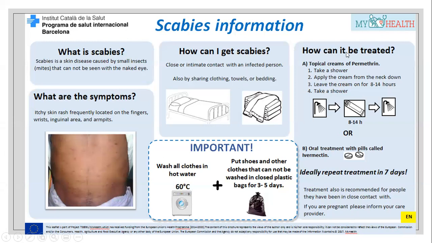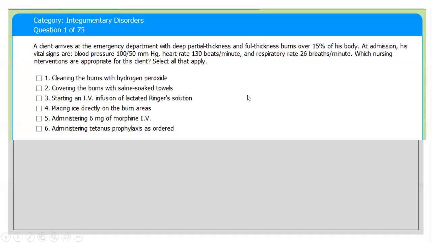So, how can it be treated? When you use the cream, take a shower, then apply the cream from the neck down. Also, leave the cream on for 8 to 14 hours and then take a shower. Also, an oral treatment with a pill called ivermectin can be used. Next question.